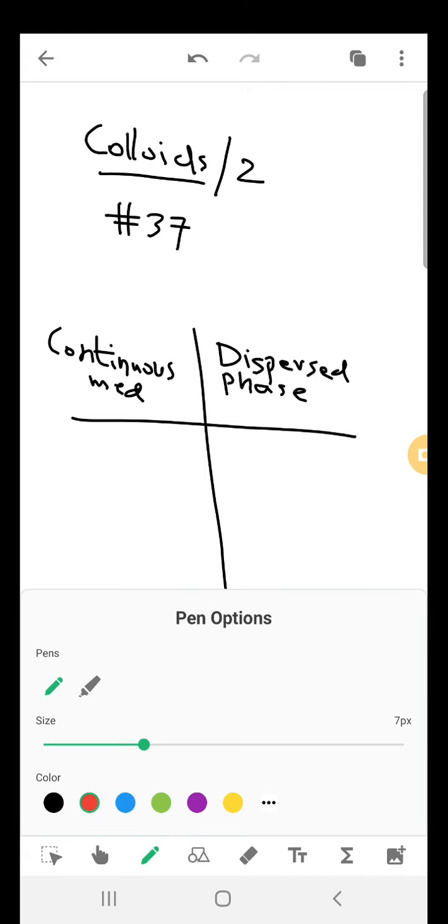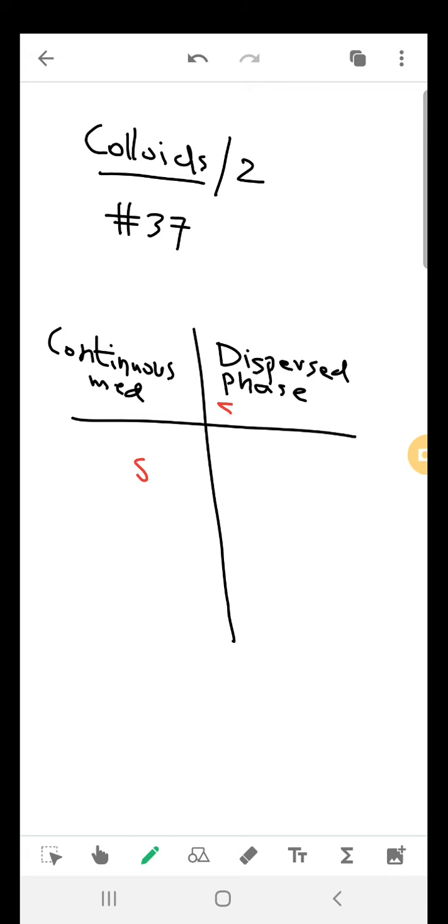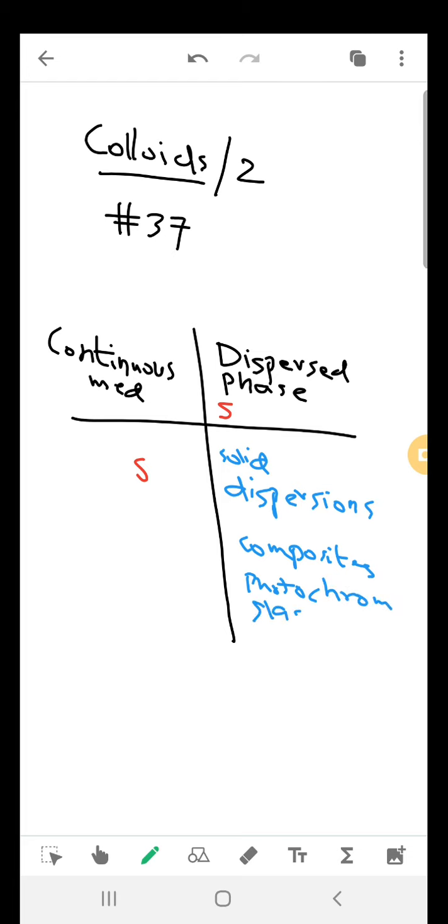So let's say the continuous phase is solid and the dispersed phase is also solid. Then they can be simple solid dispersions. They can be composites. They can be photochromatic glasses. They can be fillers and pigments. So this is where both the continuous and the dispersed phase are solid.